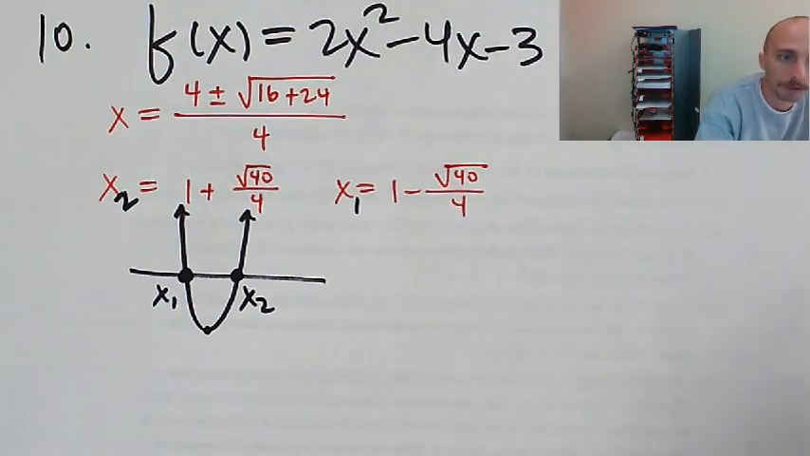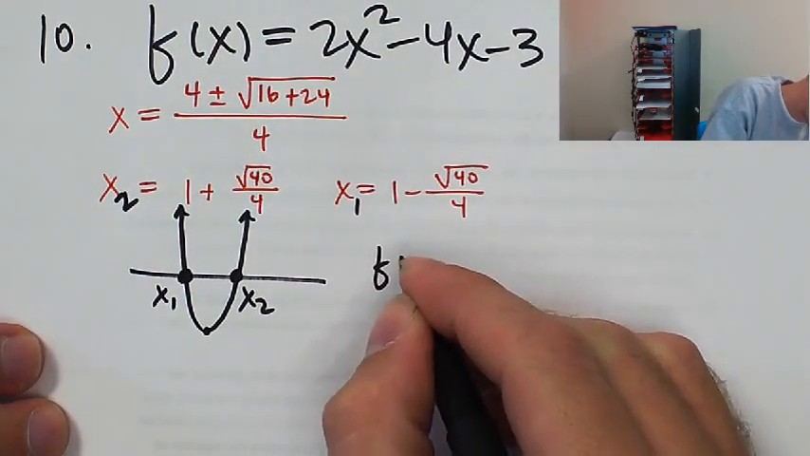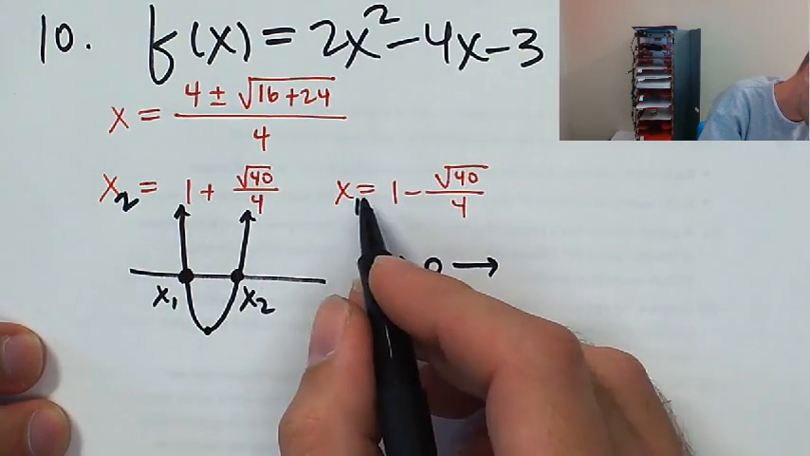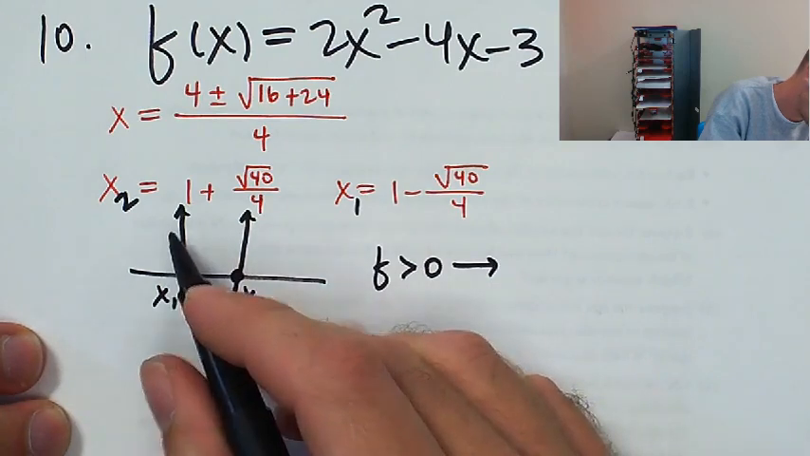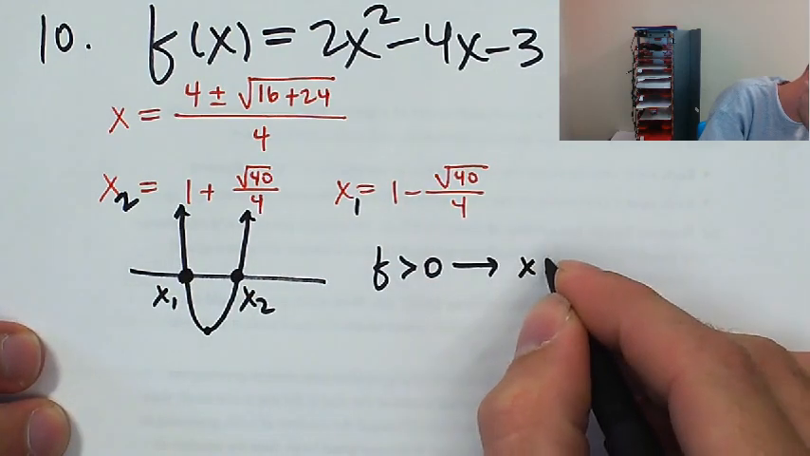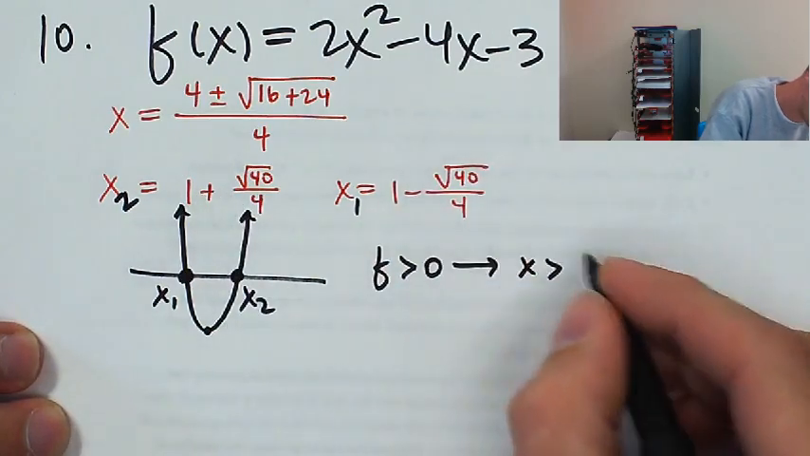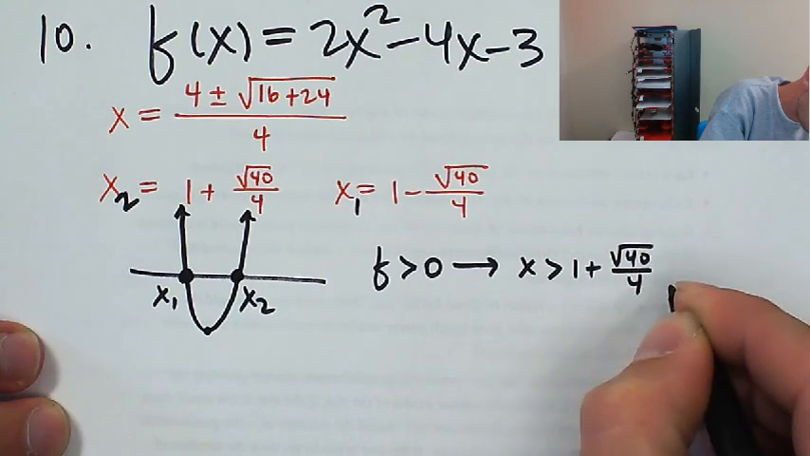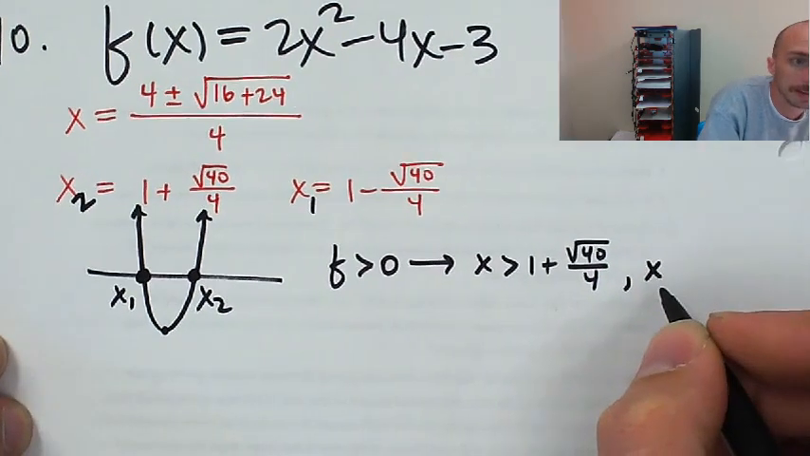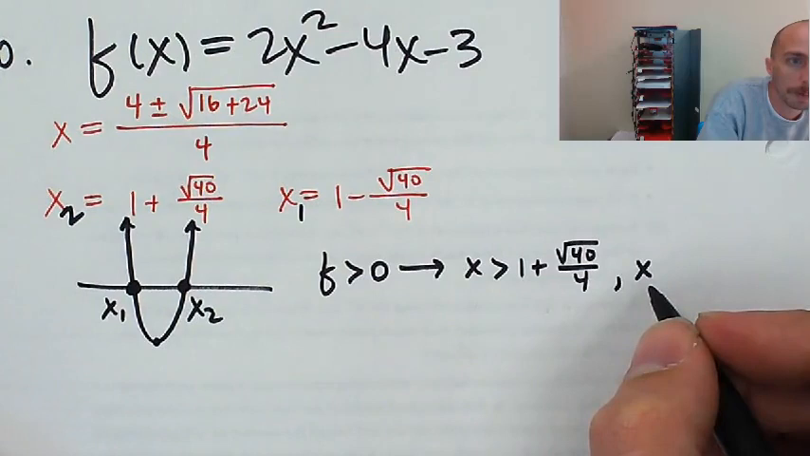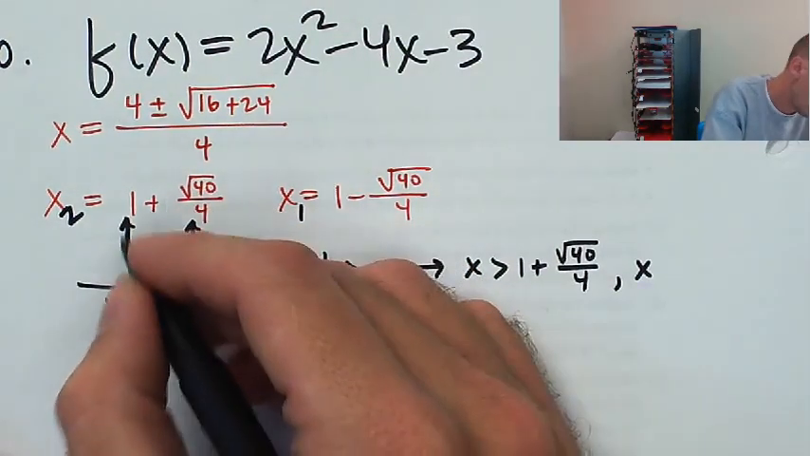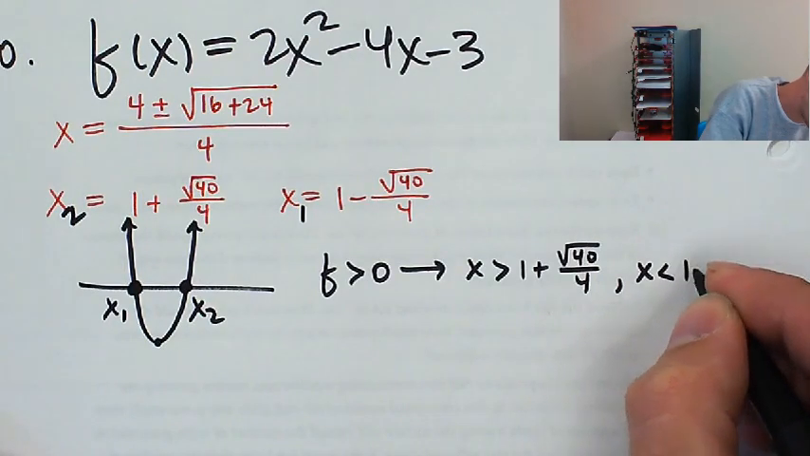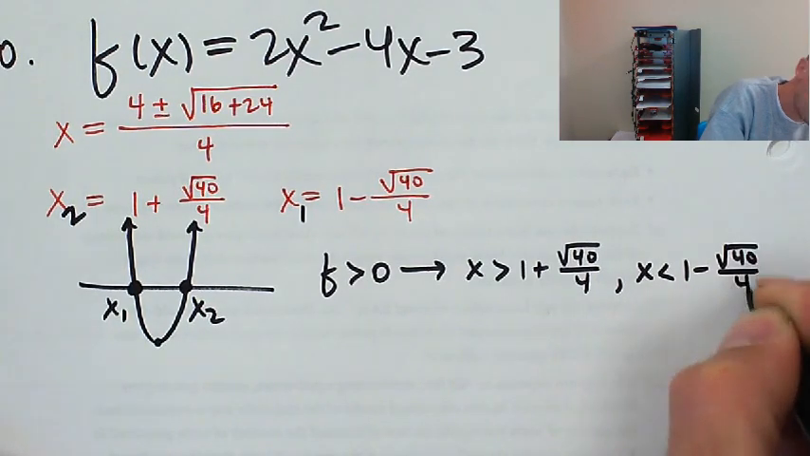Now if I want to know where it's positive and negative, I'll say f is greater than 0. That's when x is greater than x2 or less than x1. X is greater than 1 plus root 40 over 4, or maybe x is less than 1 minus root 40 over 4, because that's positive right here. I'll get some highlighter or something. 1 minus root 40 over 4.